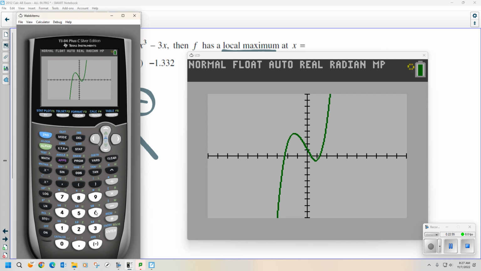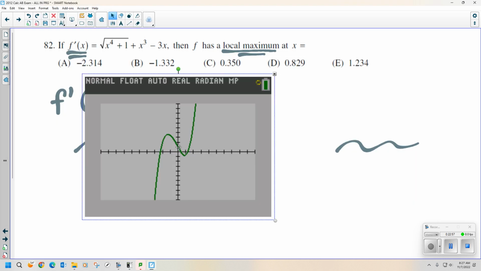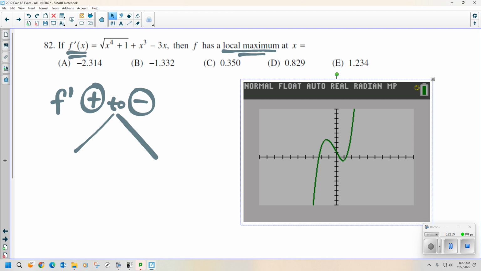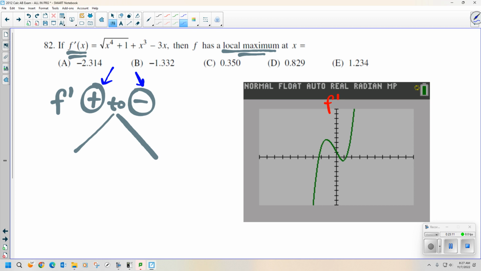Okay, here we go. That's our graph of f prime. Let's bring this out here. All right, this is f prime, okay? Remember, I want to know where f prime goes from positive to negative.